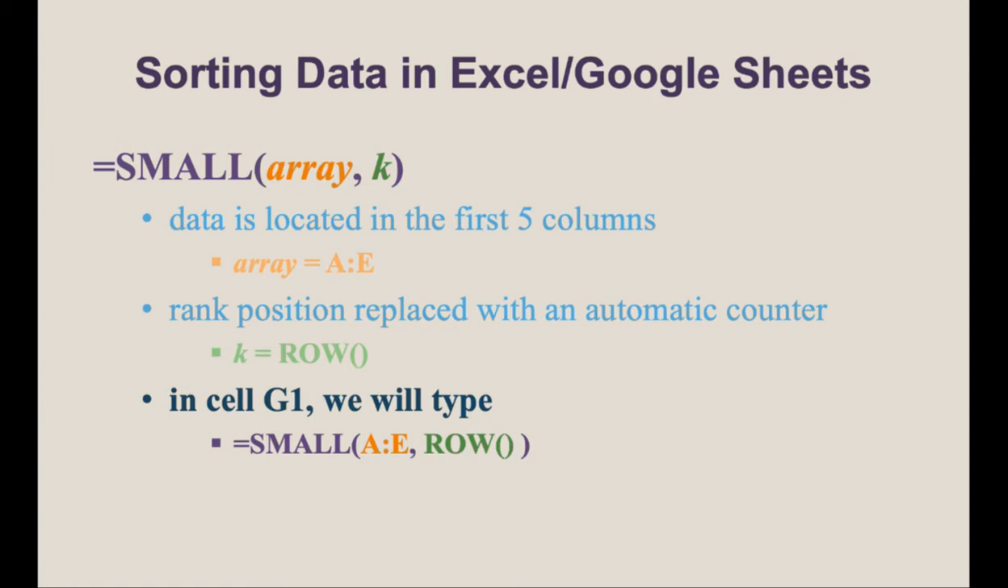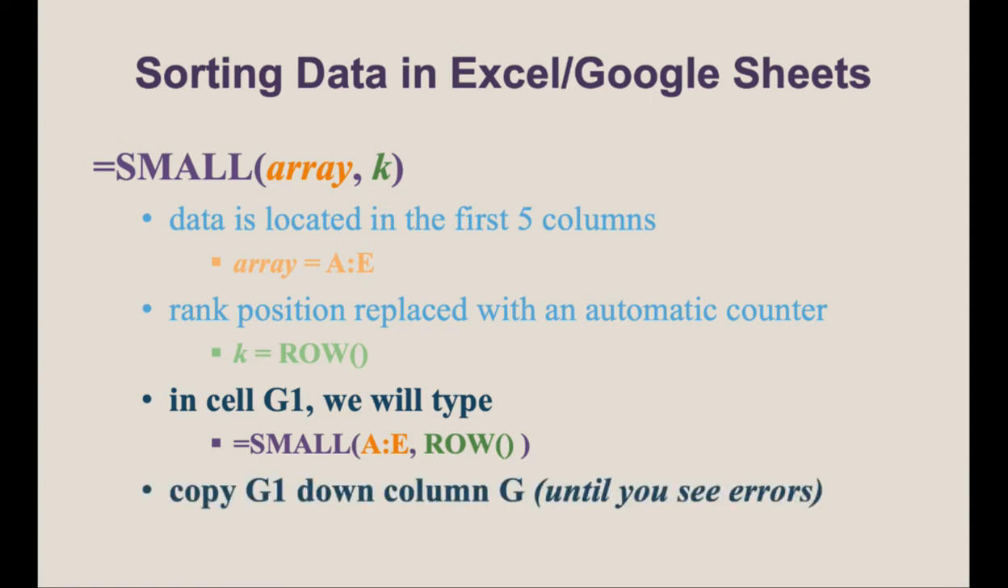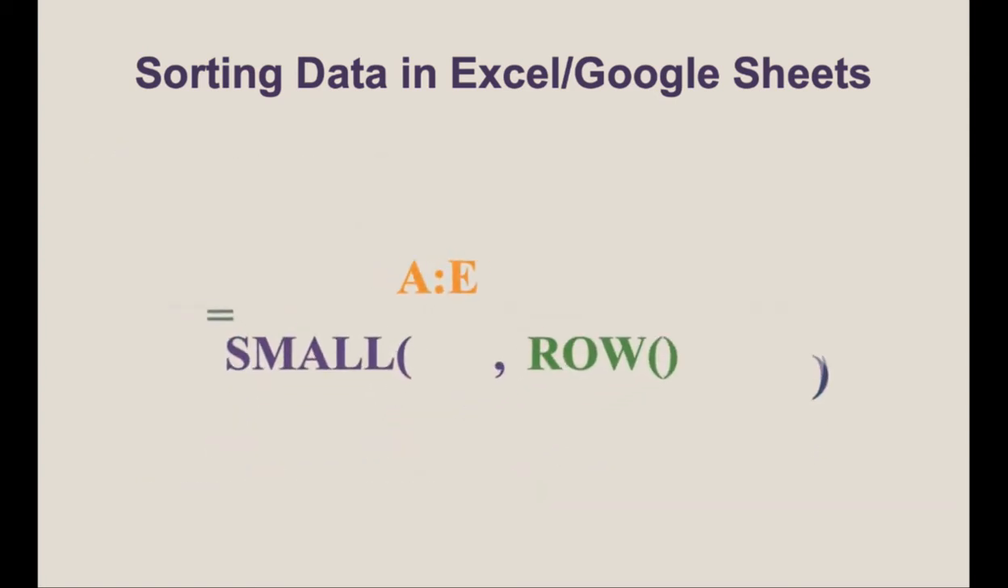In cell G1, we will type equals small, open paren, A:E to select the first 5 columns, comma, row, open paren, close paren to close the row function, and close paren to close the small function. Then, once this function is entered in cell G1, we will copy this down column G for the number of rows representing the sample size of the data set. Let's break this formula down briefly.